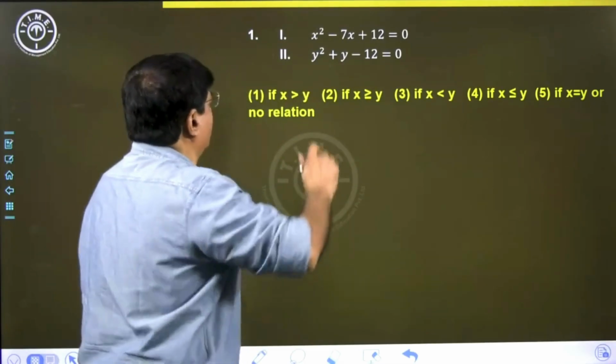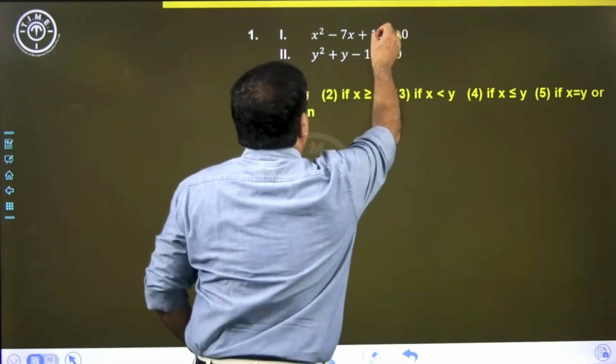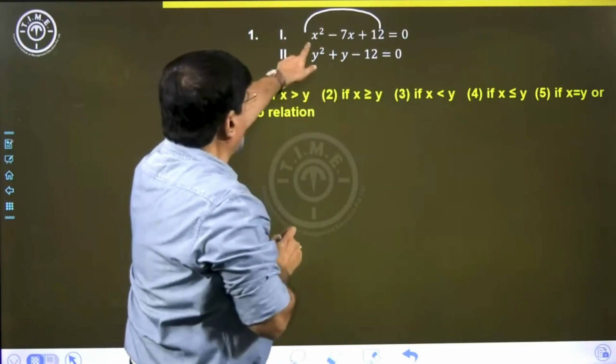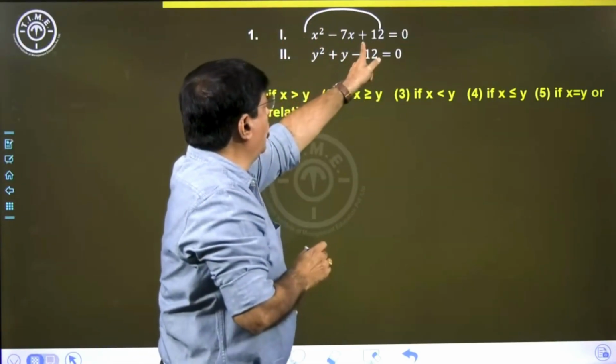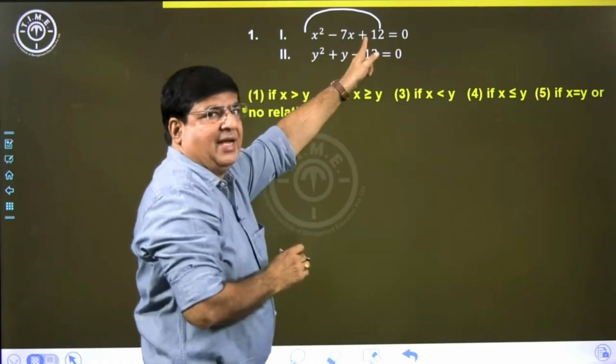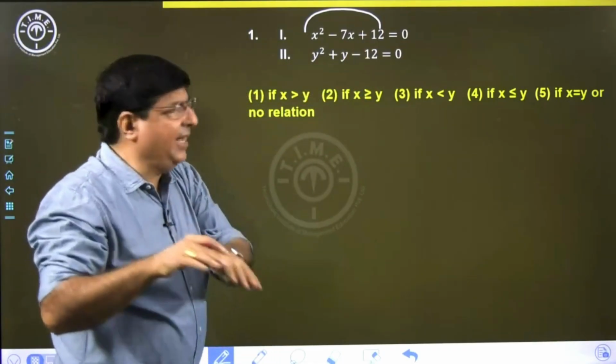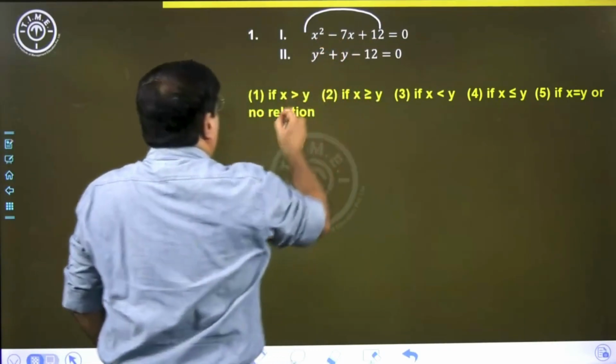Look at the first equation. What is the product of a and c? 12 and 1. X square coefficient is 1, into 12. Don't bother about this plus or minus sign. We will take care of this in the next step. So 12 into 1 gives you 12.